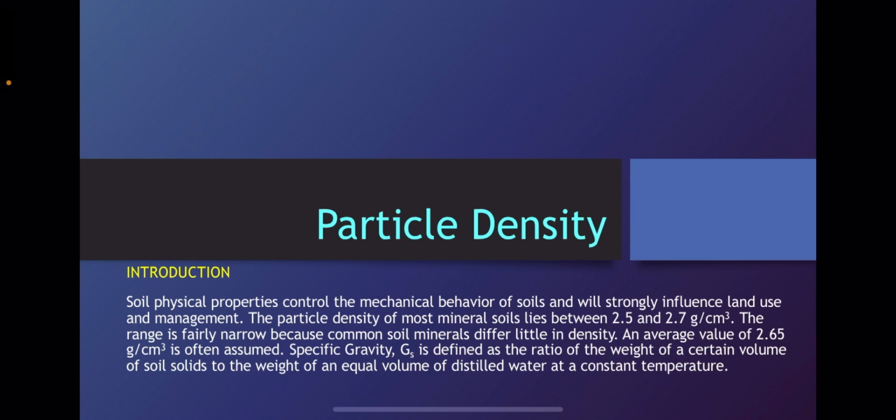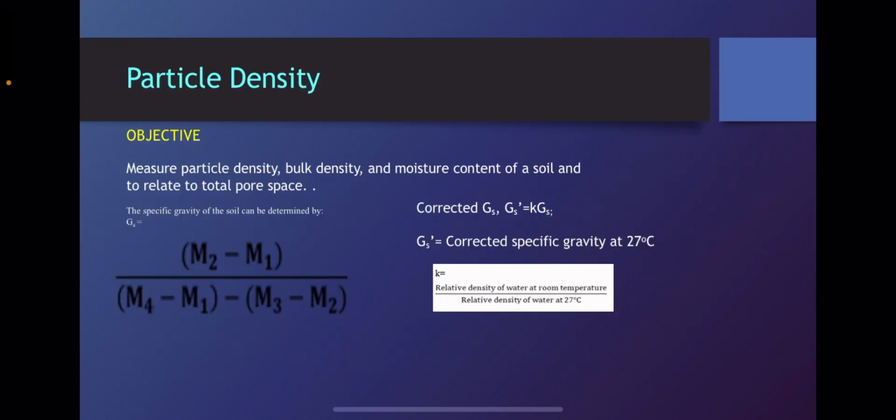Specific gravity, GS, is defined as the ratio of the weight of a certain volume of soil solids to the weight of an equal volume of distilled water at a constant temperature. The objective for the particle density experiment is to measure the particle density, bulk density, and the moisture content of a soil and to relate to total pore space.